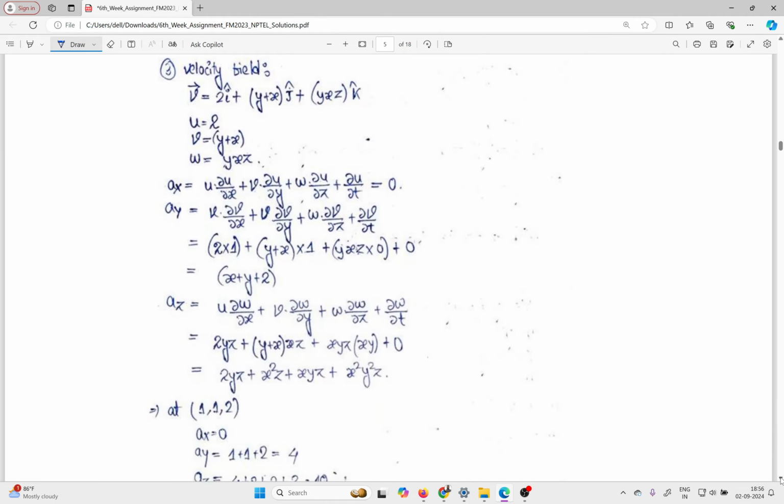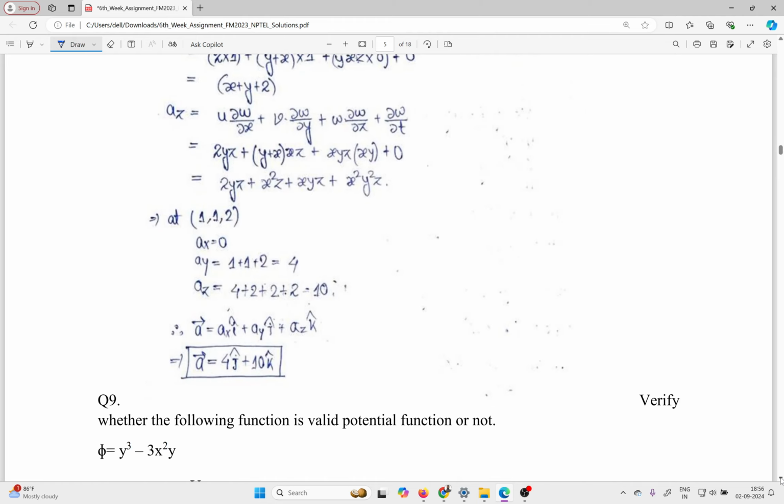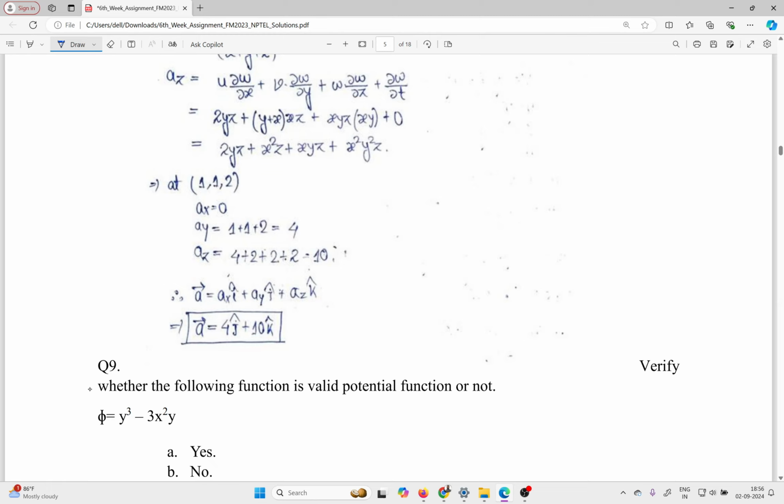Okay, here is a solution part. Question number 9: verify whether the following function is a valid potential function or not. The function is phi equals y cube minus 3x square y. Please try to calculate whether this is a valid potential function or not.